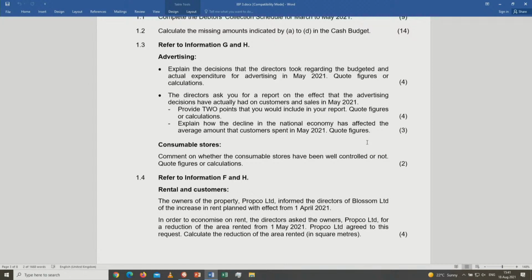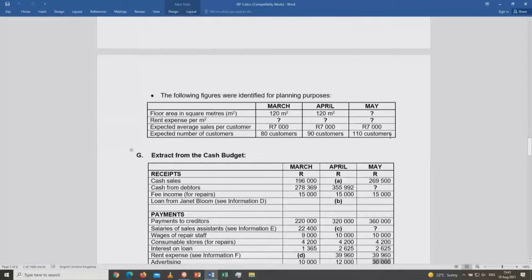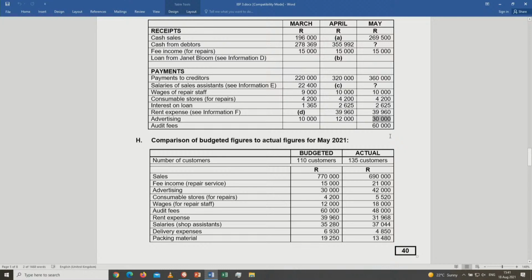Now, provide 2 points you would include in your report, quote figures. Right. Let's go there. Information G and H. Now we are looking at the effect of that advertising. Look at the effect of advertising. You'll only see it on your sales. Right?